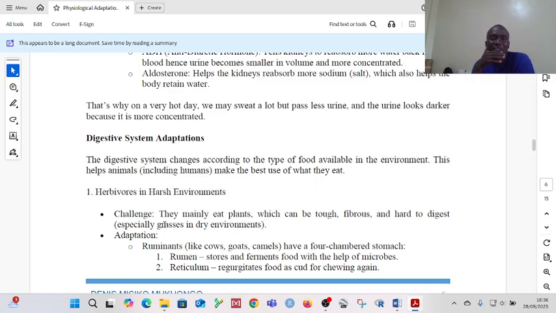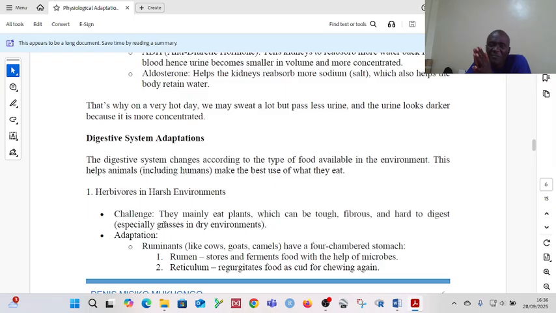What about the digestive system? The digestive system changes, or its physiological adaptations occur in line with the type of food that is available in the environment. What that helps the animal, human beings included, is that it enables the animal, therefore, to make the best use of what they eat.